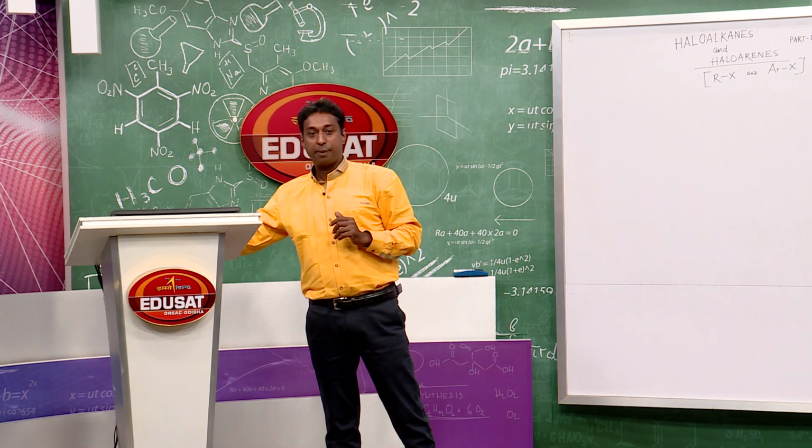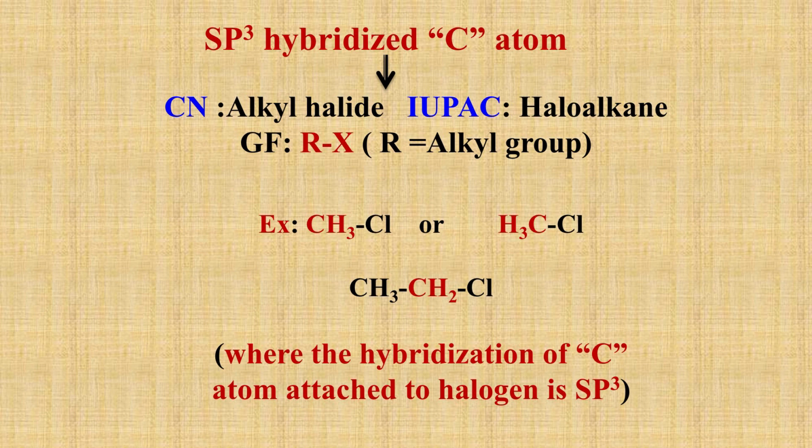Next slide you can see, based on sp3 hybridization, the first class of haloalkane is called alkyl halide. When I use alkyl, it is the common name. When I use haloalkane, it is the IUPAC name. You know the full form of IUPAC, International Union of Pure and Applied Chemistry. It is a system to write the name of organic compounds. Students, on the screen I have written RX. R means alkyl and X means halogen.